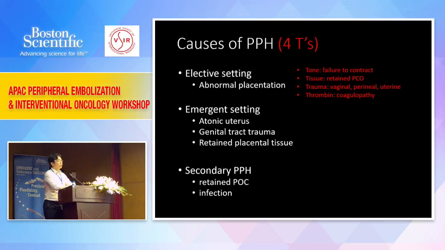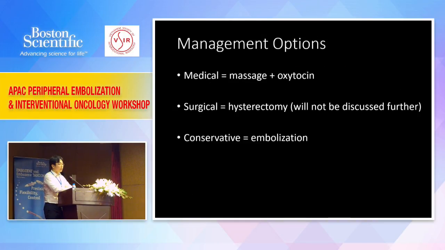An easy way to remember PPH is, I think it's something that we learned back in medical school a long time ago: tone, tissue, trauma, and thrombin. So I won't go much into that. Some of the management options, I think this is what most obstetricians will do when it occurs in an emergent setting. You massage the uterus and up the dose of the oxytocin. And hysterectomy will be one of the options in the event of torrential bleeding, but that's not something that I will discuss here.